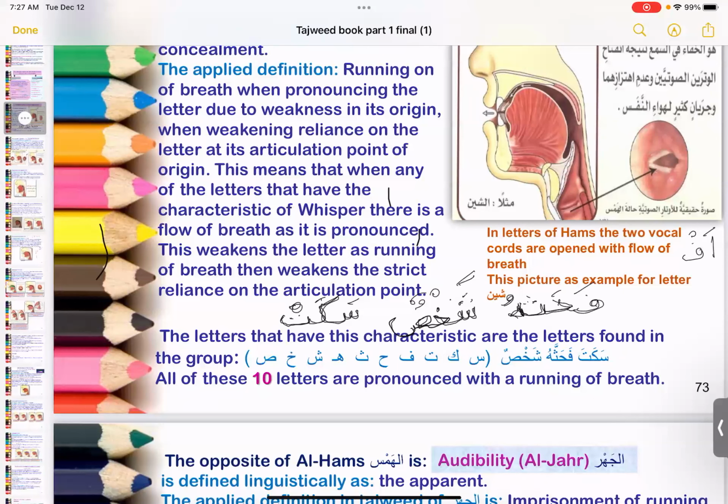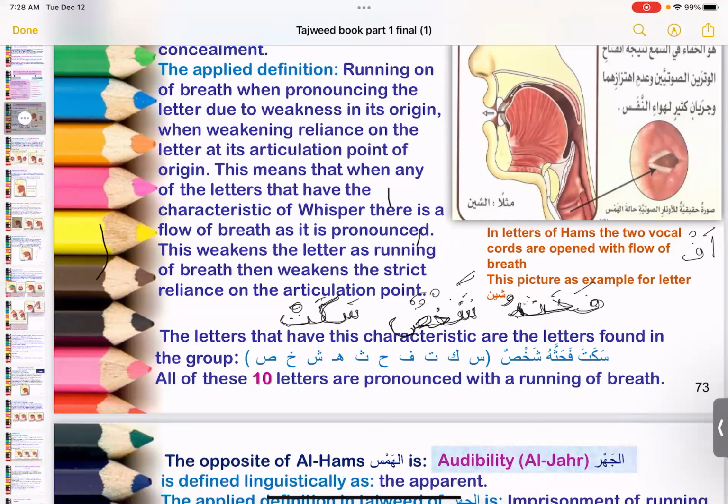You can feel the sound. You can feel the tongue touching the soft palate to get the sound. So there is more reliance on the makhraj for the letters of Jahar, but there is very little reliance on the makhraj for the letters of Hams. There's a very weak reliance.